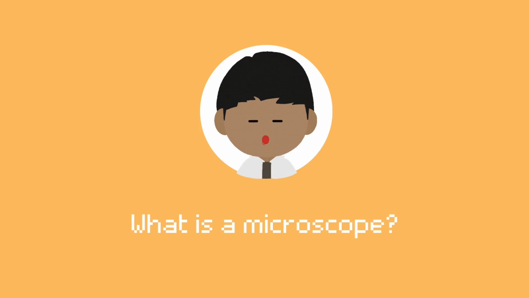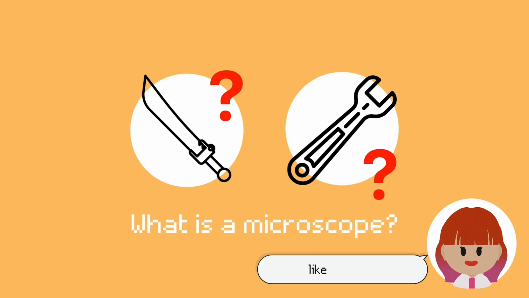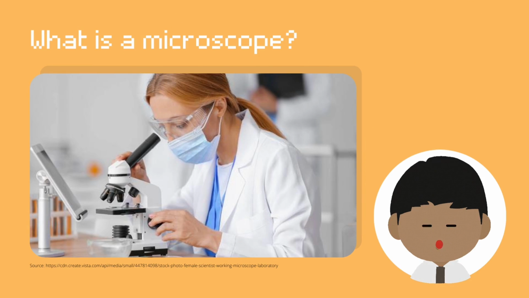So what is a microscope? Is it a weapon? Is it a tool? No, it's an instrument. Like a guitar? No, it's not an actual instrument, but it's an instrument used in the laboratory to observe small objects that can't be seen through the naked eye.